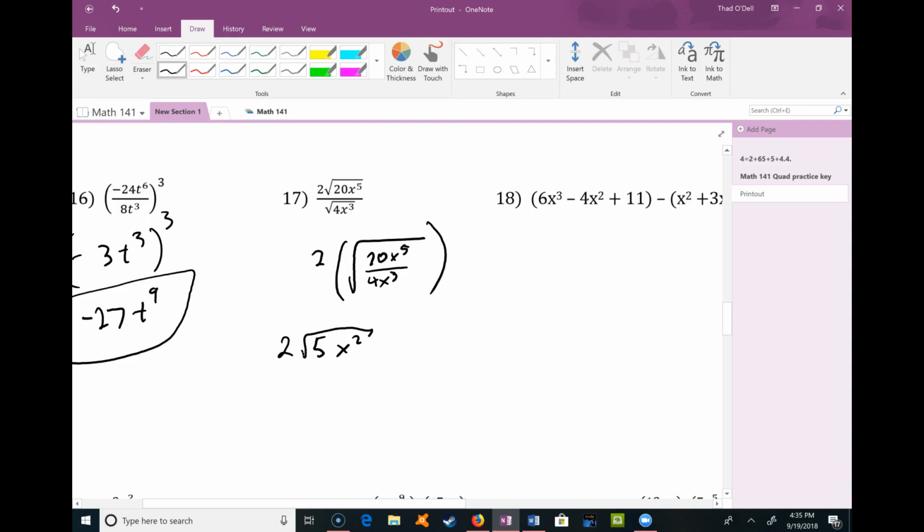Okay, now this is almost done, except I can simplify the x squared, right? Because the square root of x squared is just x. So that is going to pop outside, and I'm left on the inside of the radical with just a 5.